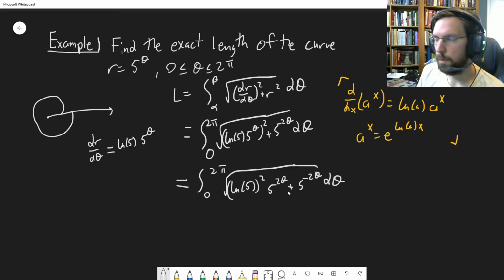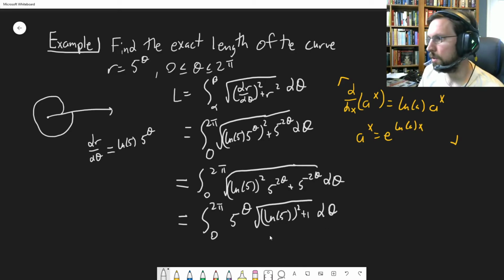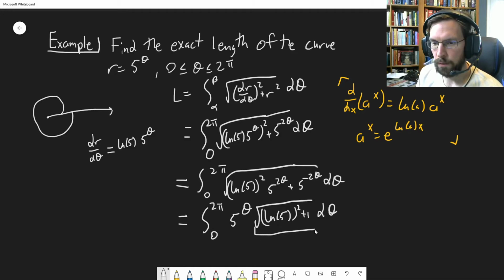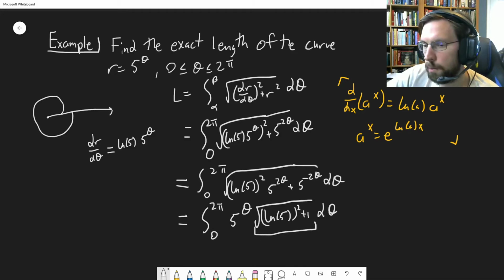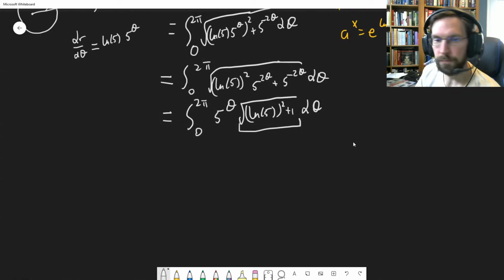d theta. But everything's multiplied by a 5 to the 2 theta, so we can factor that out and take the square root of it, because it's a square. So this is going to be the integral from 0 to 2 pi of 5 to the theta times the square root of natural log 5 squared plus 1 d theta. Okay, so this can look intimidating, particularly that part right there, but that is in fact just a constant. It doesn't depend on theta, so we can factor it out.